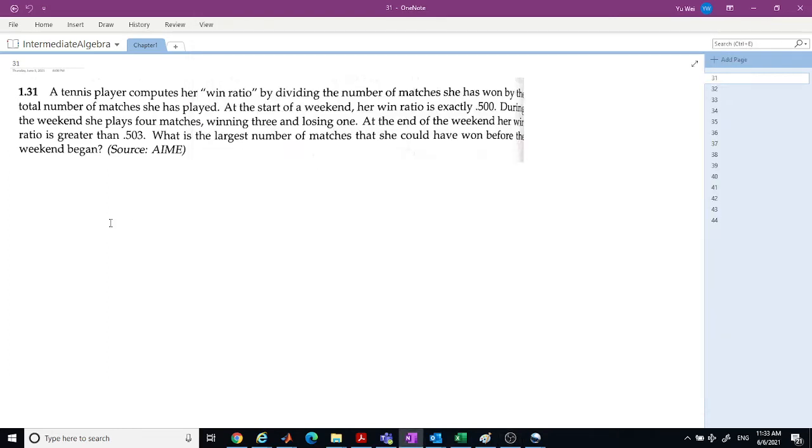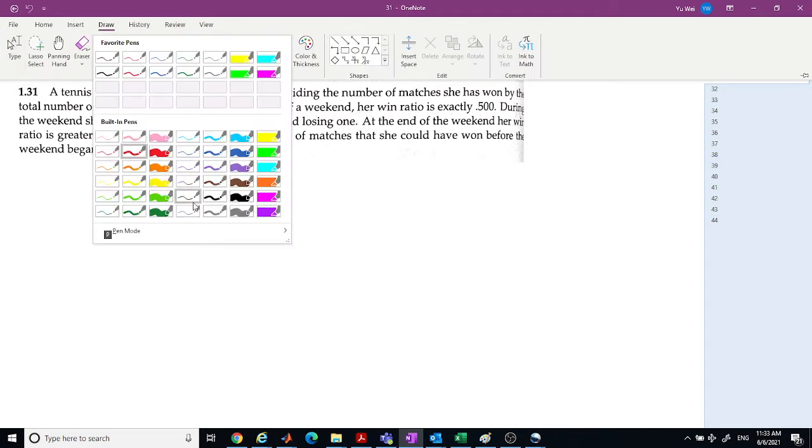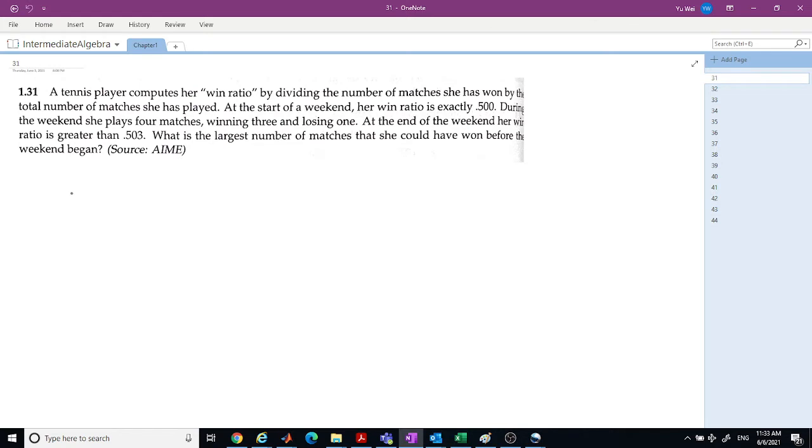Okay, so now let's work on the intermediate geometry, intermediate algebra of the AoPS. This is for the challenge problems for chapter 1. And the first question is: a tennis player computes her win ratio by dividing the number of matches she won by the total number of matches she played.